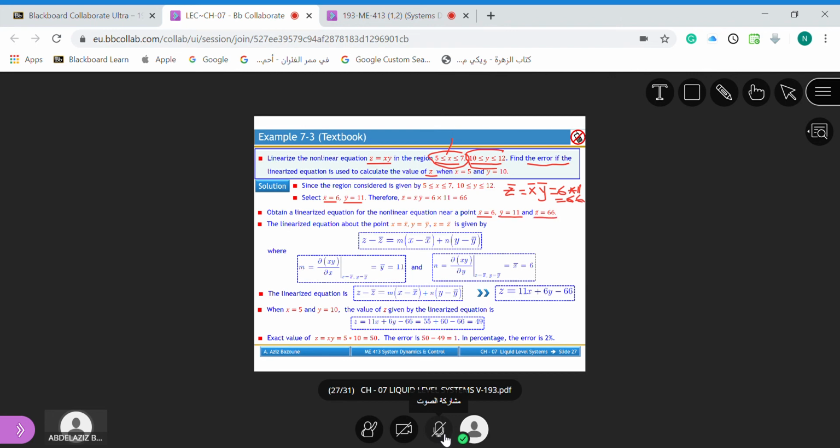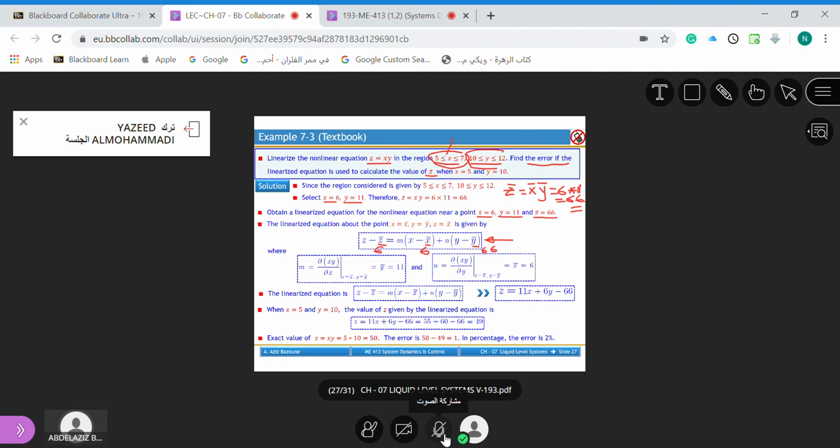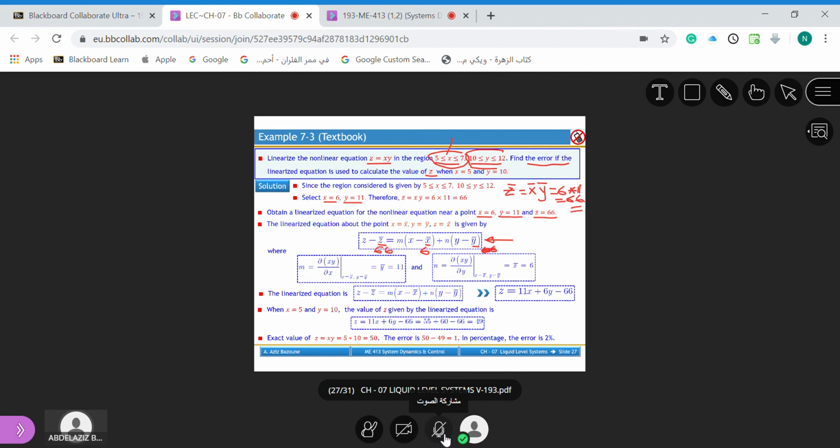Now let's see the slope at the given values. Our linearized equation is this one: z minus z bar is equal to m (x minus x bar) plus n (y minus y bar). Z bar we just found to be 66, x bar we selected to be 6, and y bar is 11. So all we need to do is find what m and n are. m is the slope in the x direction, and n is the slope in the y direction.